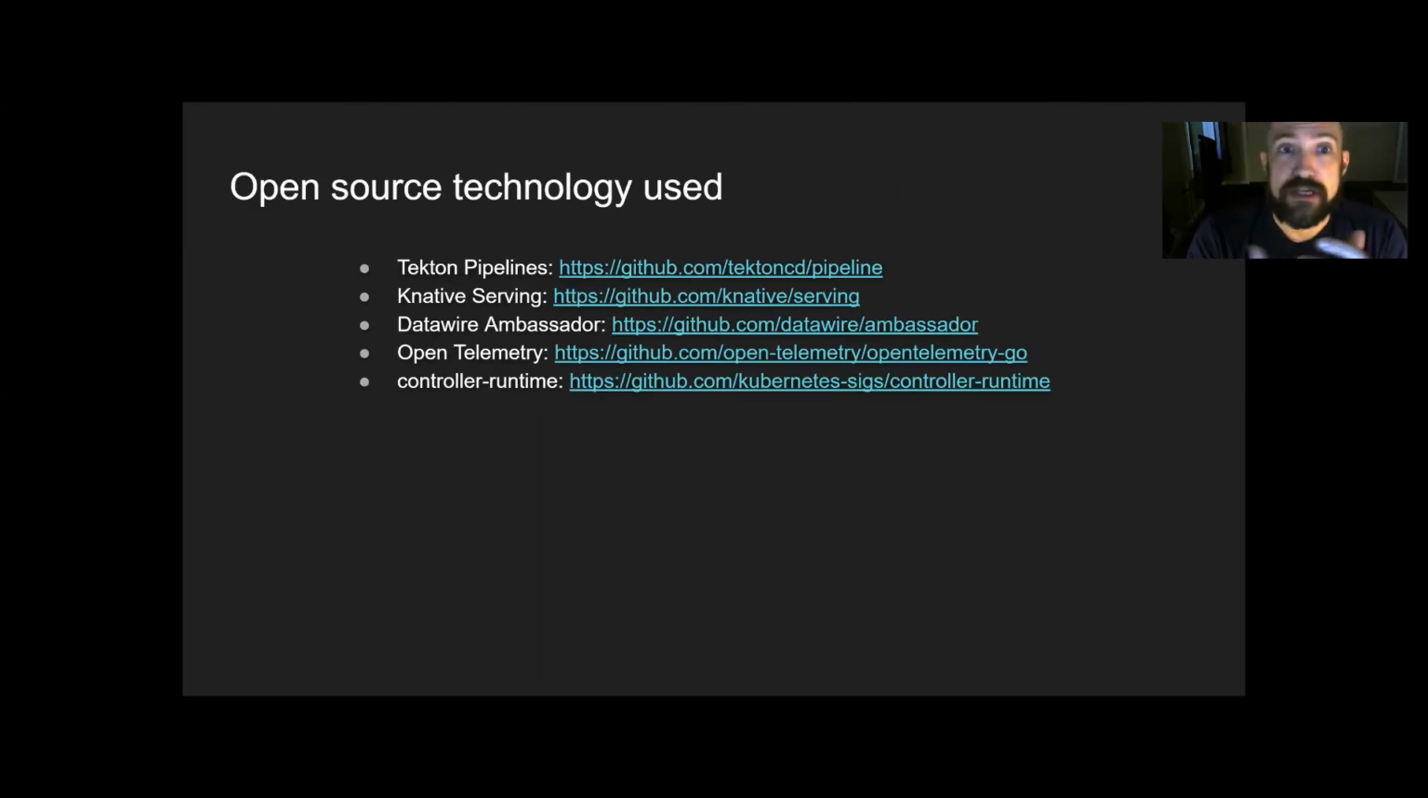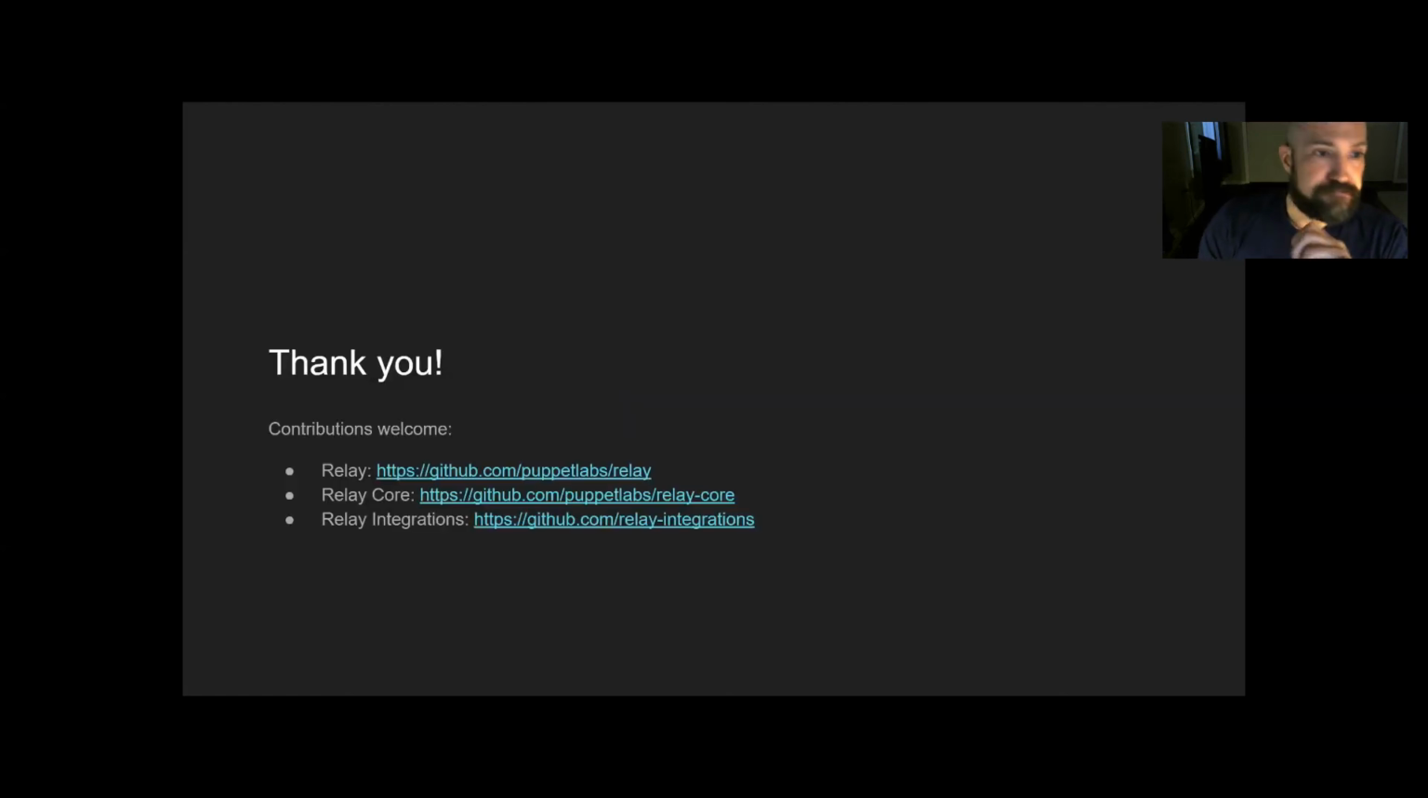Here's some of the open source technology that we've used and that I highly recommend. Obviously Tekton Pipelines is fantastic. Knative Serving is another great tool. We use that for our webhook processing. That's been phenomenal. We use Datawire's Ambassador connected to Knative Serving as well. OpenTelemetry is a great tool for metrics. It's a great standard. Look into that if you haven't. And then the controller runtime as part of Kubernetes. We're basing our controller processing on that. There are other ones, but it's a good solid one to use, especially if you're just getting started out.